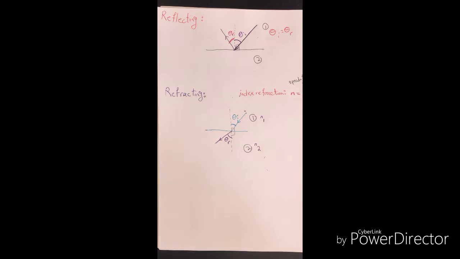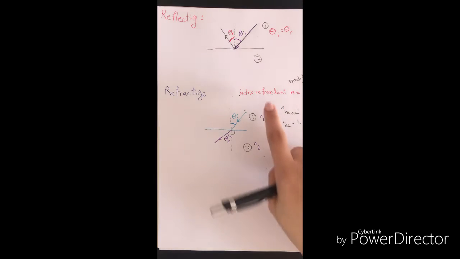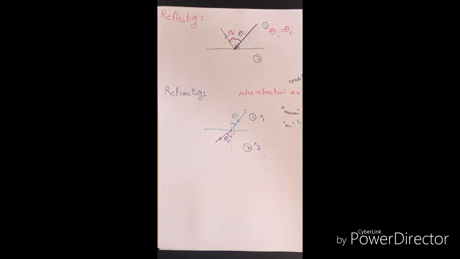Now, if the ray hits the surface in a vacuum area, the N of vacuum is 1. The smallest index of refraction is for vacuum, which is 1. And N for air is 1.0003.